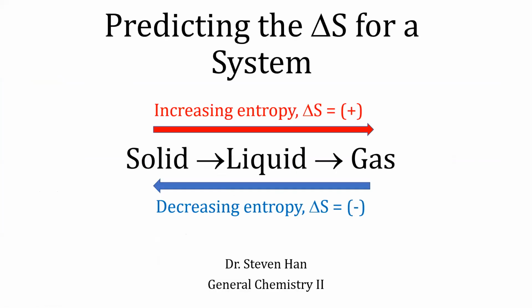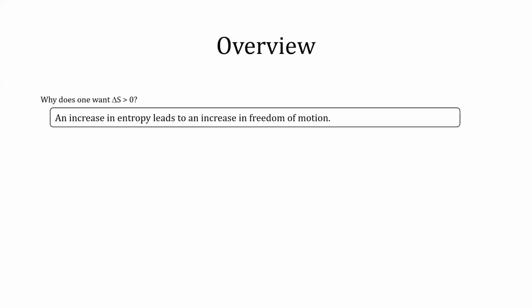This lecture is on how to predict the entropy for a chemical system. Why does one want delta S to be greater than 0? An increase in entropy leads to an increase in freedom of motion. Predicting the delta S for a system greater than 0 can occur if any of these factors takes place.